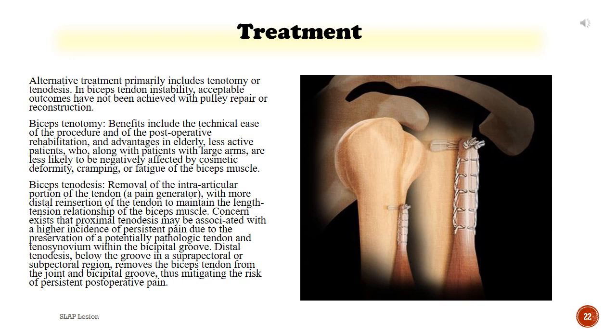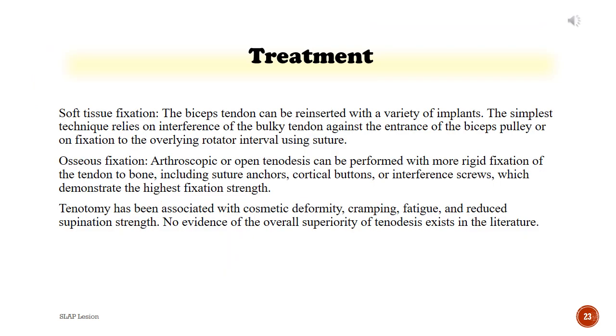Distal tenodesis, below the groove in a suprapectoral or subpectoral region, removes the biceps tendon from the joint and bicipital groove, thus mitigating the risk of persistent postoperative pain. Soft tissue fixation: the biceps tendon can be reinserted with a variety of implants. The simplest technique relies on the interference of the bulky tendon against the entrance of the biceps pulley or on fixation to the overlying rotator interval using a suture.